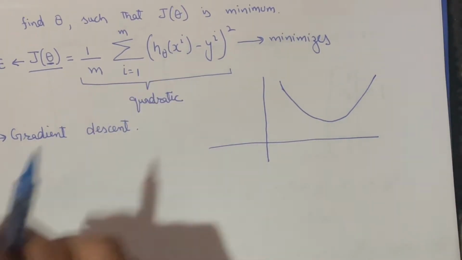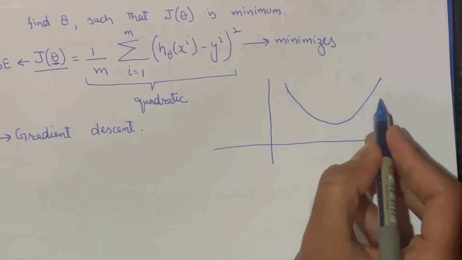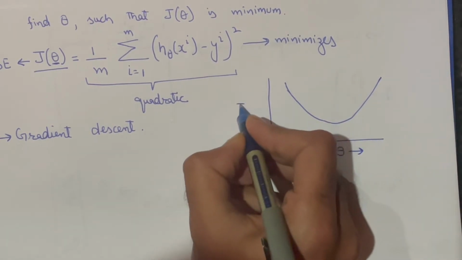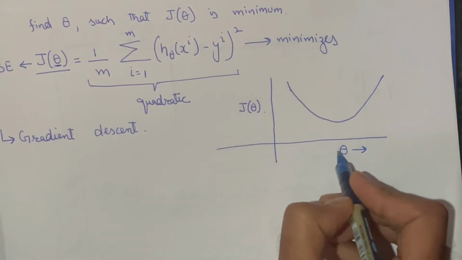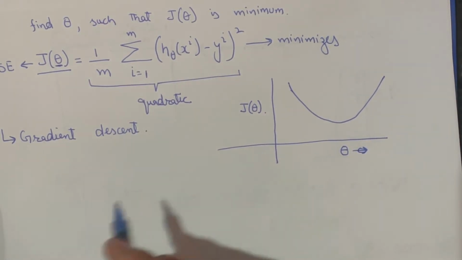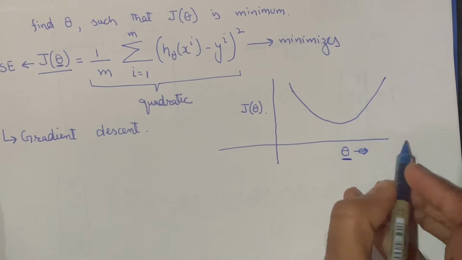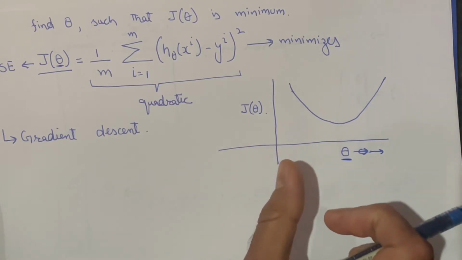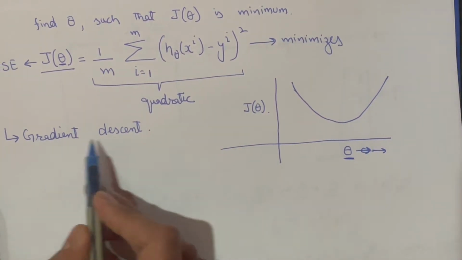Okay, so for this particular function, for simplicity I am showing it as two dimensional. So here we have theta on this side and we have J of theta. Also, I am only considering one value of theta because it is a single dimension. So I am assuming that theta is one dimensional, but theta is a multi-dimensional quantity. For simplicity, for understanding, I am showing it only in one dimension so that we can understand gradient descent.